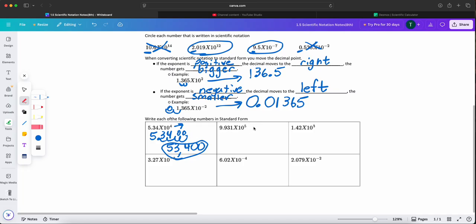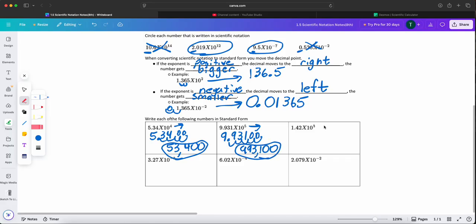So it's the same idea for this next one. It's a positive exponent, so we go right, and we're going right 5 times. So we have 9.931, and I count 5 times to the right. So 1, 2, 3, 4, 5. Fill in any blanks with zeros. So this one became 993,100.